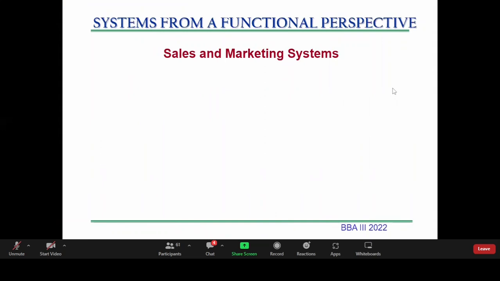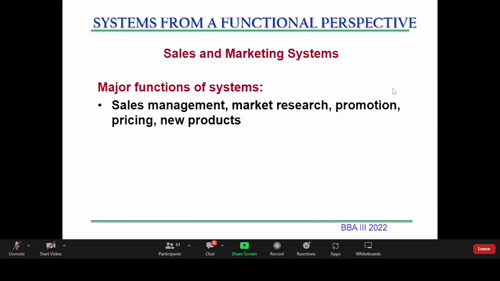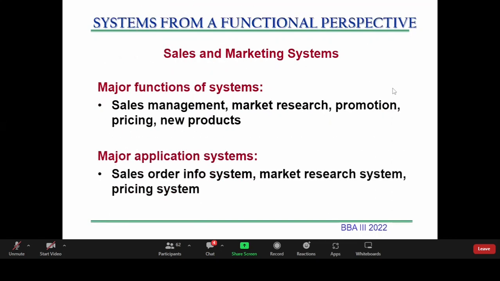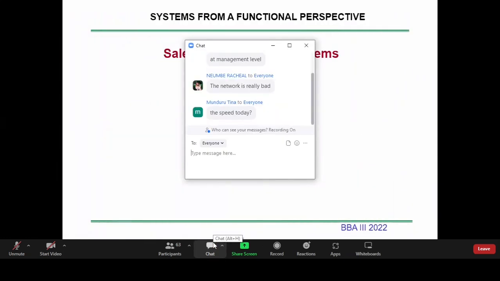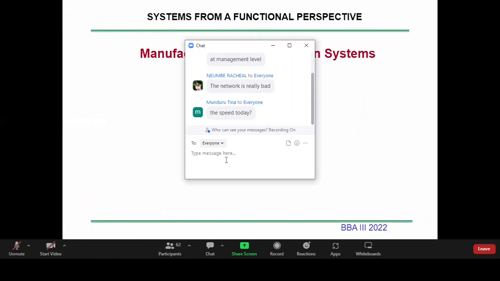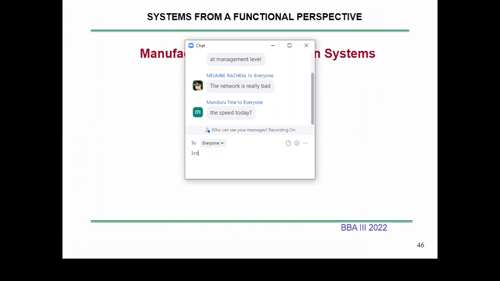Systems from a functional perspective. Functional perspective mainly looks at the different units that we are likely to have as an organization. Look at sales and marketing systems that mainly look at sales management, market research, promotion. Some of these you will read. I'm not going to really dwell so much on them. The major application systems are sales order info systems, market research systems, pricing systems. Then I want to go on to another, look at manufacturing and production. We are looking at systems from a functional perspective, the different functions in an organization.